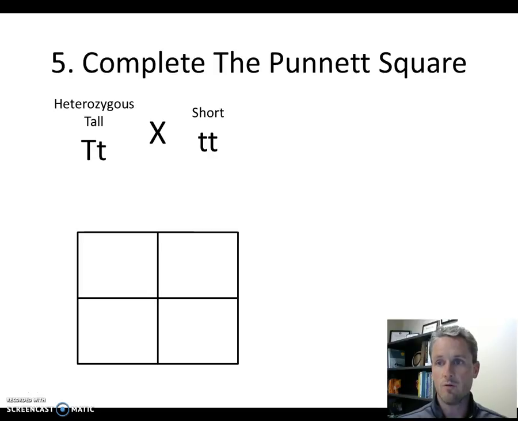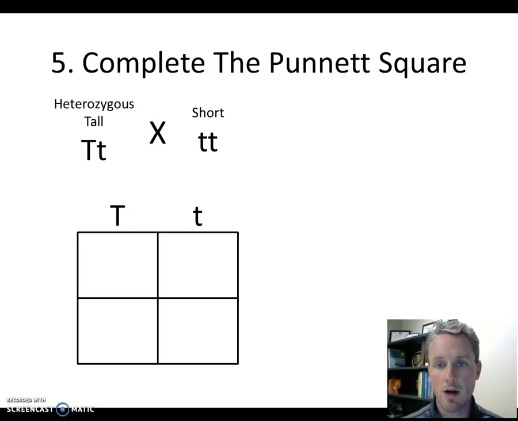So, step 5, we're going to complete our Punnett square. Here, I've just carried over the information about our cross. Again, we've got our heterozygous tall parent, big T, little t, crossed to our short parent, little t. And I've set up this box where I'm going to fill in my Punnett square results. To start, on the top of the box, I'm going to write down the gamete genotypes from the first parent. Remember, for the heterozygous tall parent, big T, little t, the gametes either contain the big T or they contain the little t. So I write one gamete over each column there.